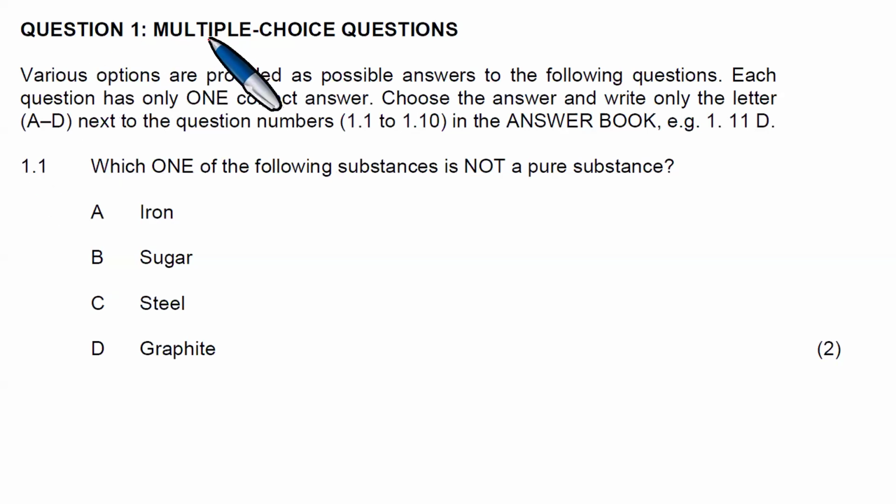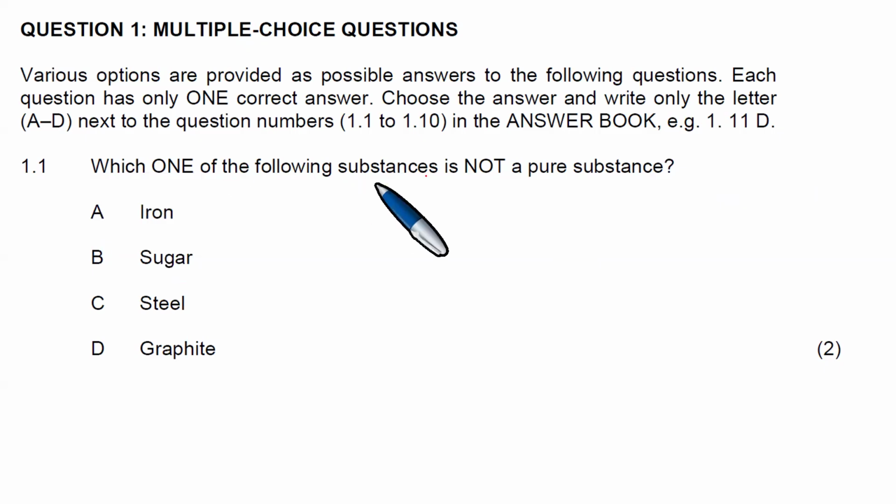Right, question 1 is a multiple choice set of questions. Various options are provided as possible answers to the following questions. Each question has only one correct answer. Choose the answer and write only the letter A to D next to the question numbers 1.1 to 1.10 in the answer book. E.g., in 1.11, you can just say the answer is the letter D. That's all. Right, so in 1.1, here are the questions.